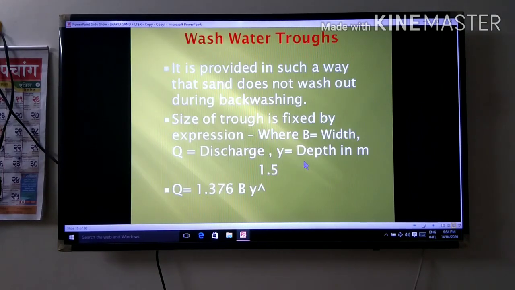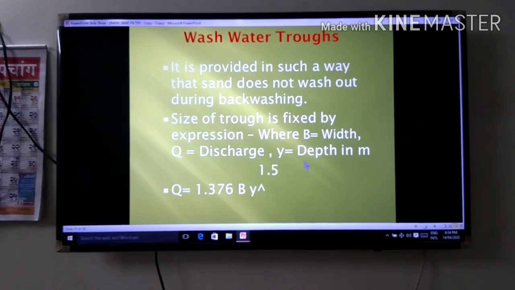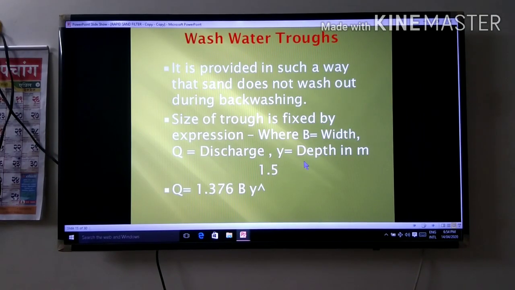It is provided in such a way that sand does not wash out during backwashing. The size of the trough is fixed by an expression where capital B is equal to width, small y is equal to depth in meter, and capital Q is equal to discharge. The equation is Q equals 1.376 multiplied by B into y raised to 1.5.